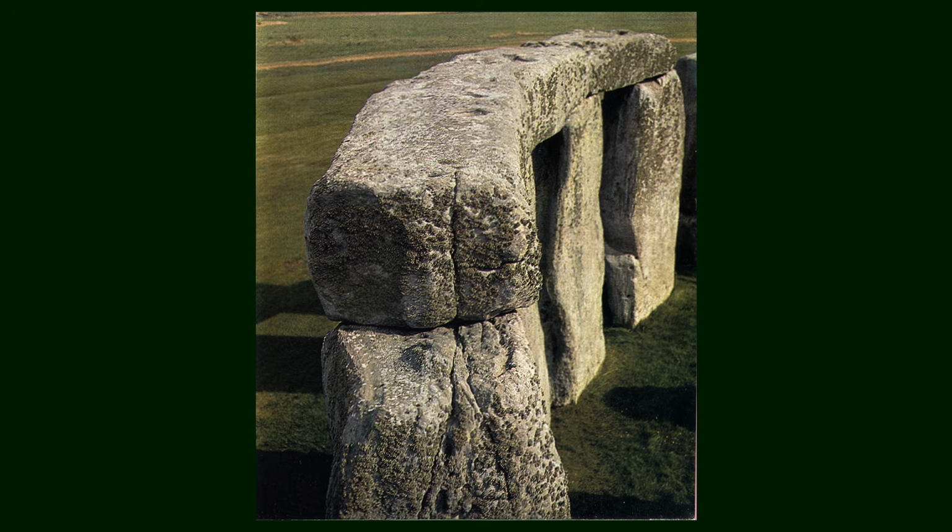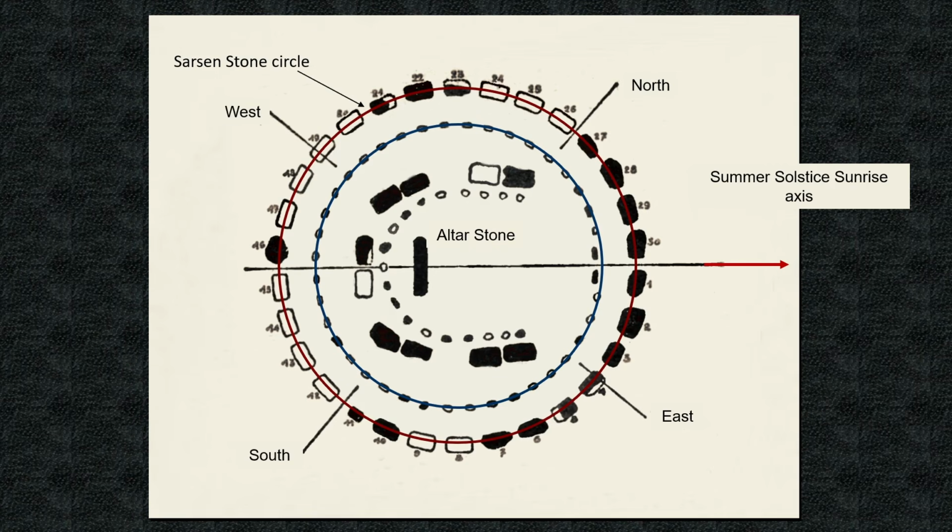And here's just another view of the sarsen stone uprights and the capstones, or the lintels. Okay. Now here's a basic ground plan of the monument. For the bluestone ring, I've just superimposed a blue circle, and for the sarsen stone ring, I've superimposed a red circle. Now, the black stones are the ones that are remaining, and the hollow or the white-interiored ones are missing.